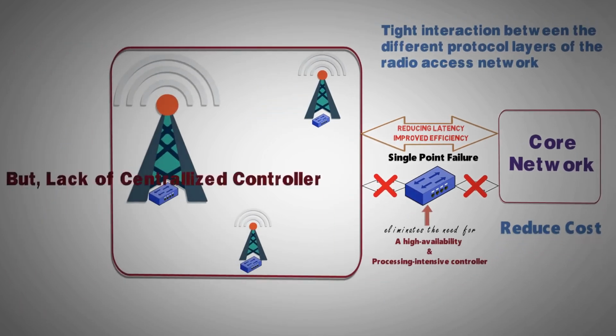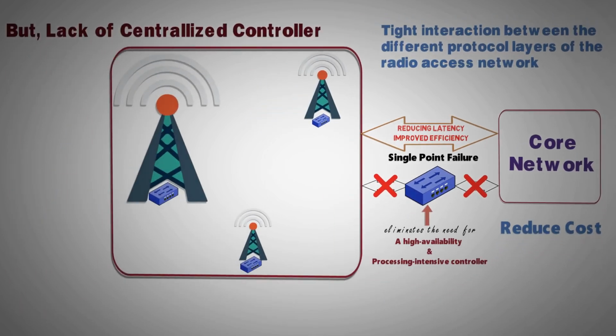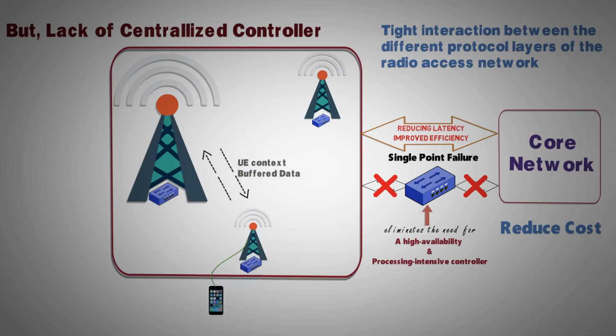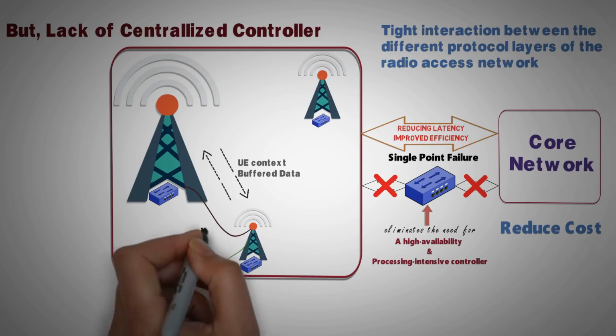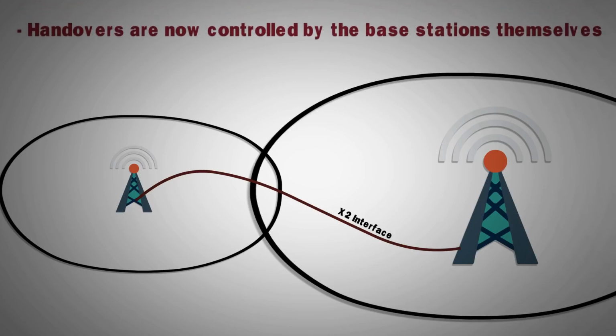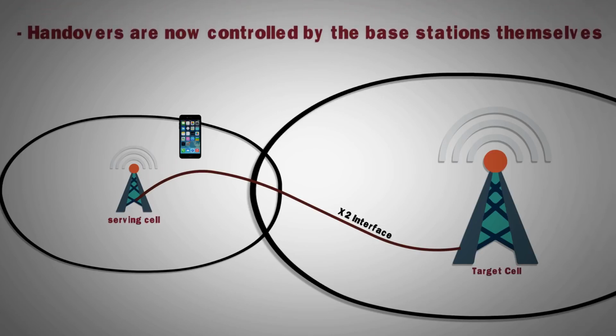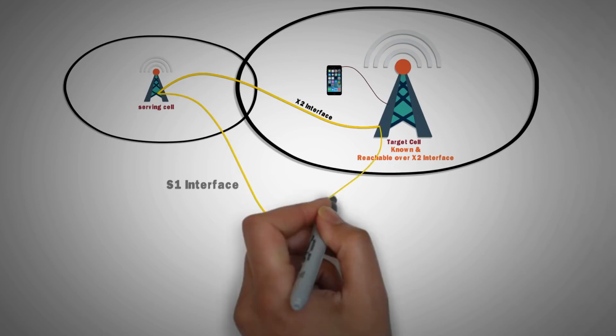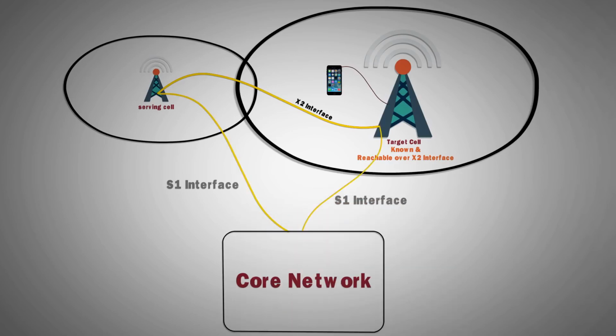One consequence of the lack of a centralized controller node is that as the UE moves, the network must transfer all information related to a UE, that is, the UE context, together with any buffered data from one eNode B to another. So, to avoid data loss during handover, the X2 interface was introduced. In LTE, base stations can communicate directly with each other over the X2 interface for two purposes. First, handovers are now controlled by the base stations themselves. If the target cell is known and reachable over the X2 interface, the cells communicate directly with each other. Otherwise, the S1 interface and the core network are employed to perform the handover.